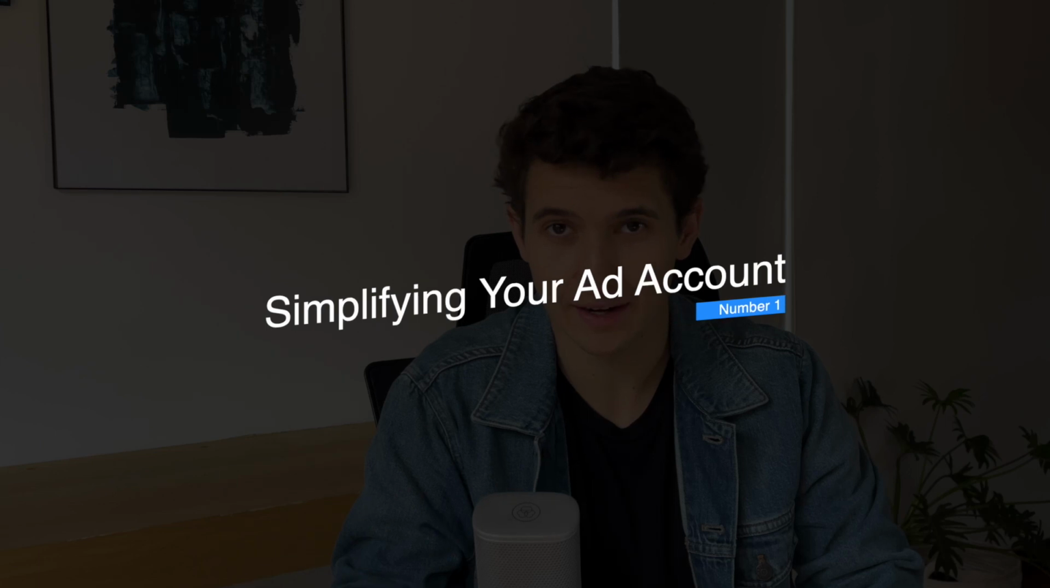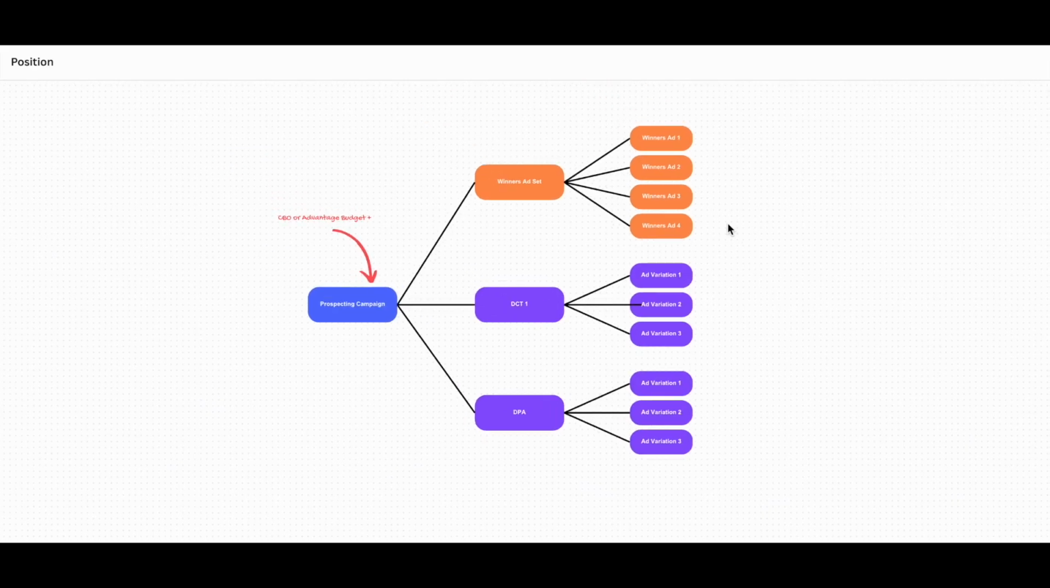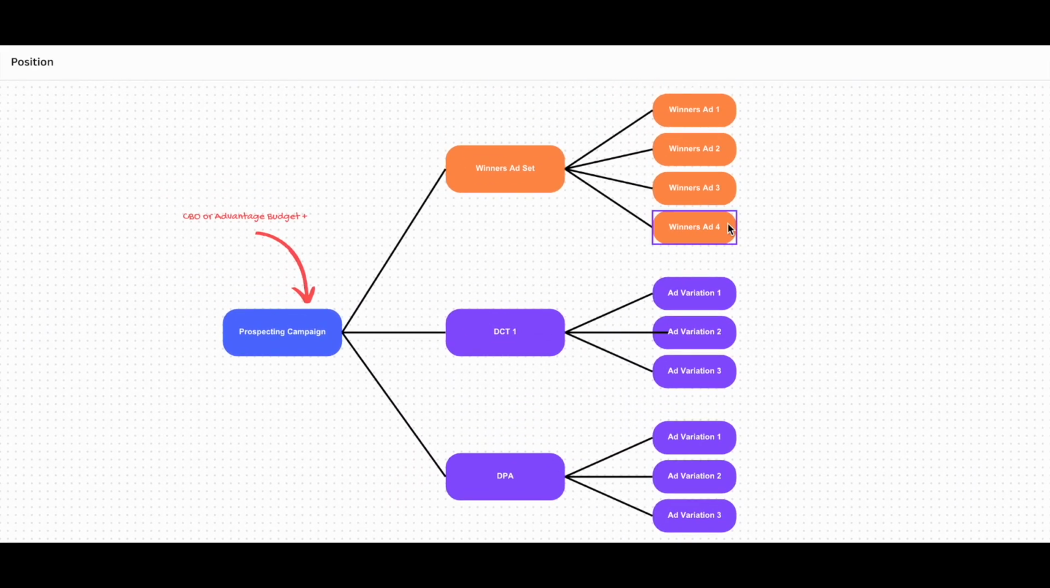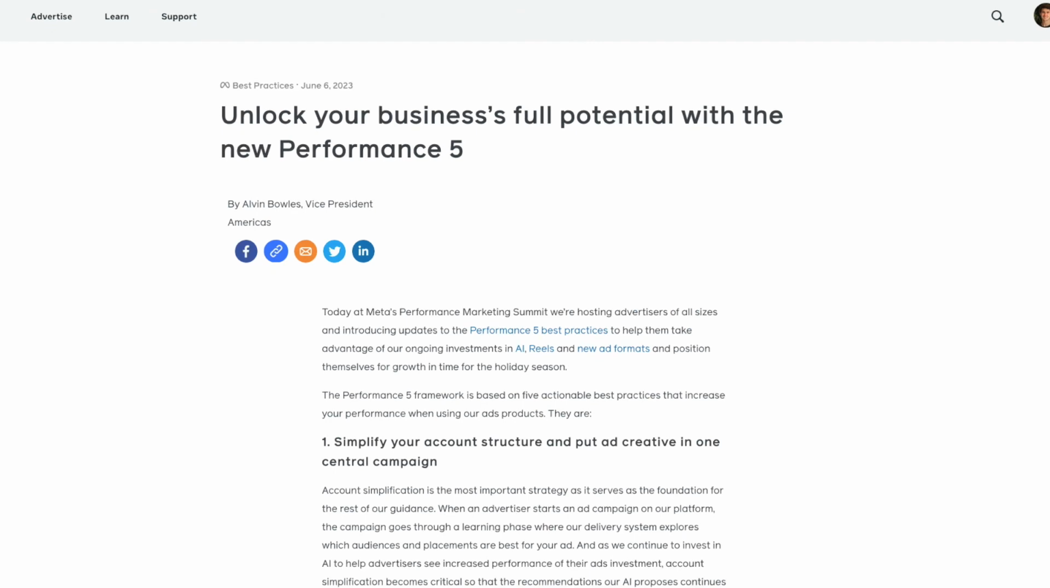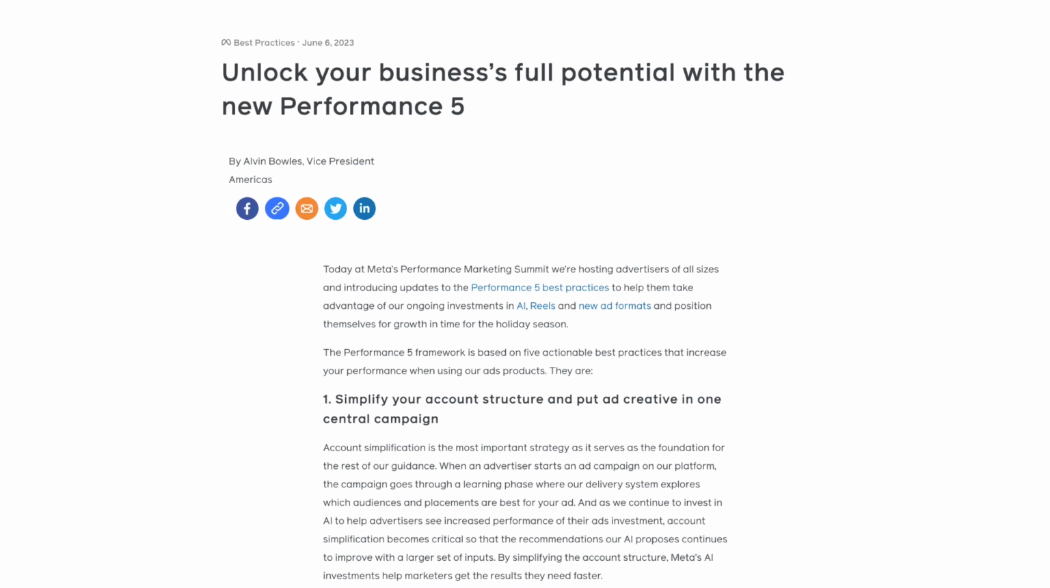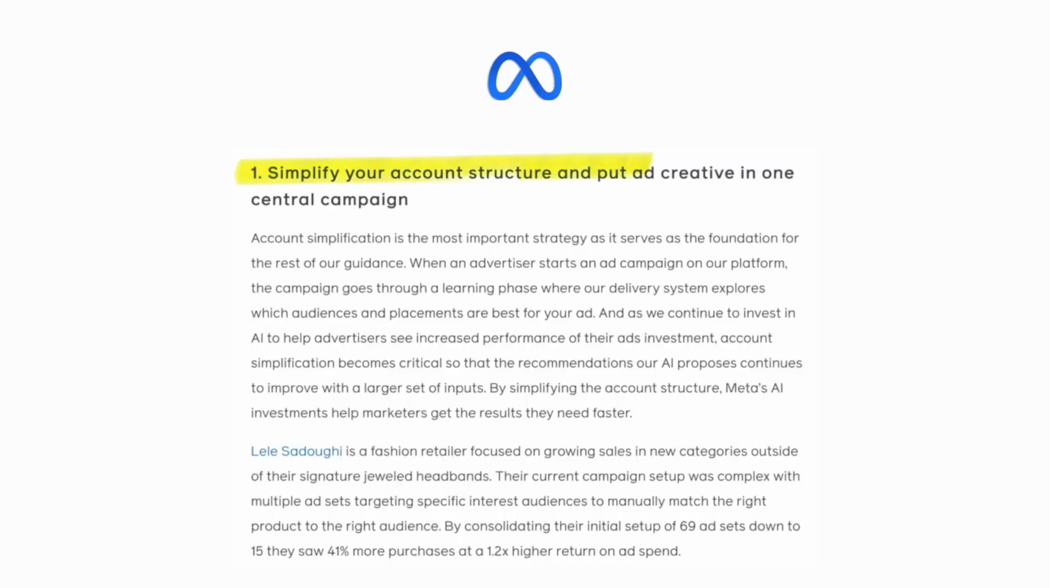So the first way is by simplifying your ad account. There are several reasons why simplifying your ad account is a good idea for your e-commerce brand. Just recently, Meta announced a new set of best practices, calling them the Meta Performance 5. And as you can probably guess, the first one on the list is officially simplifying your ad account.